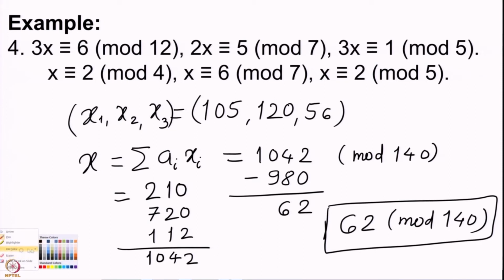Shall we quickly check whether this is indeed our solution? When we go mod 4 to 62, you remove 60 and indeed what you get is 2. When you go modulo 7, 62 is 56 plus 6, therefore, modulo 7 62 is 6, and 62 modulo 5 is indeed 2. You will remove the 60 from 62 and what you are left with is 2.